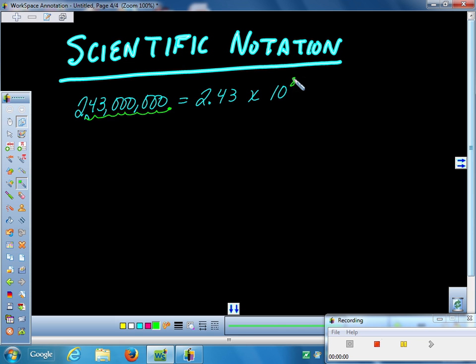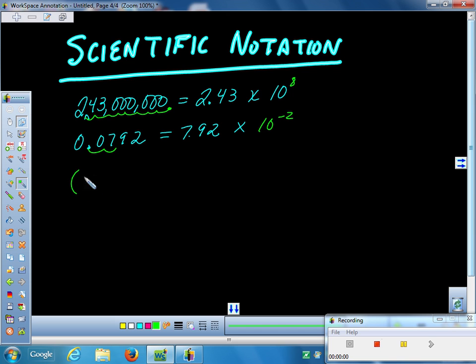So what if I gave you 0.0792? How do you change that? Okay, so I'd go 7.92, and I would ask myself, how many places am I moving that decimal? 1, 2. That's a decimal value less than 1, is it not? So therefore it must be a negative power.